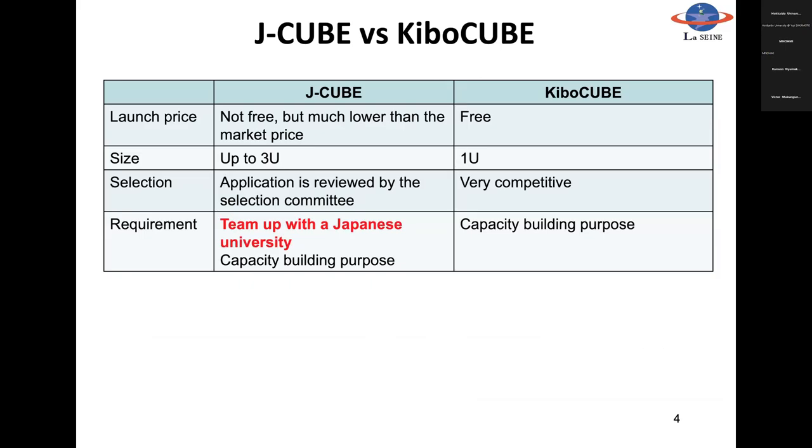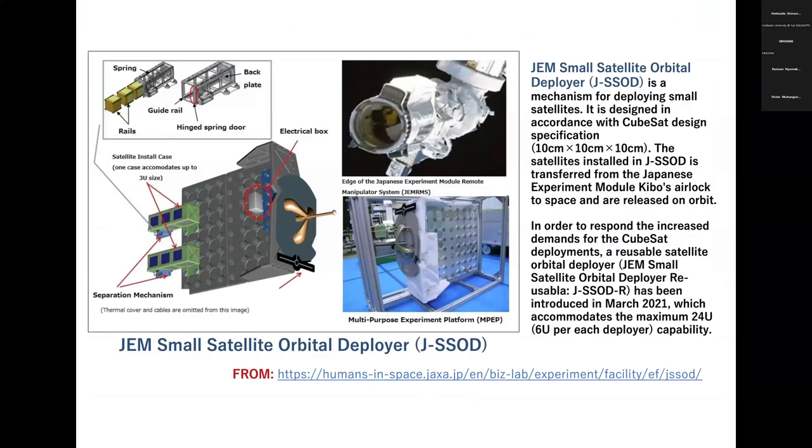KiboCube usually focuses on the first satellite of a country, but JCube is not really limited to that. A second or third satellite can be launched through JCube as long as it is related to capacity building purposes. Also, one condition is you have to team up with Japanese universities. That's why we are going to introduce four universities today, including QTech, to show the opportunities of how to work with a Japanese university.